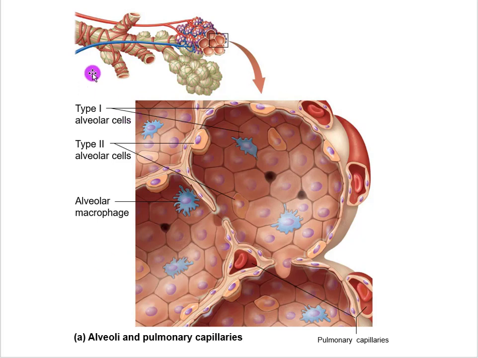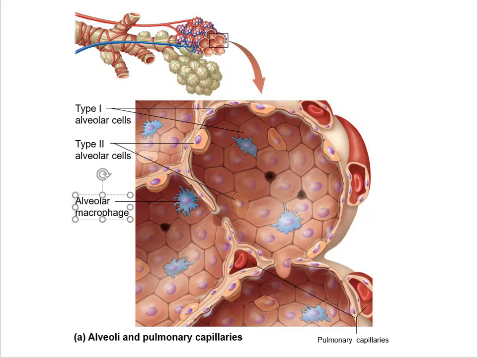Here's another look. Again, this is just another look at the alveoli. And again, you're going to see some capillaries around them. You're going to see some elastic fibers around them. And so what we see now, we see two different types of cells at the alveoli. We see type 1 cells, and we see type 2 cells. Now, what are these things?